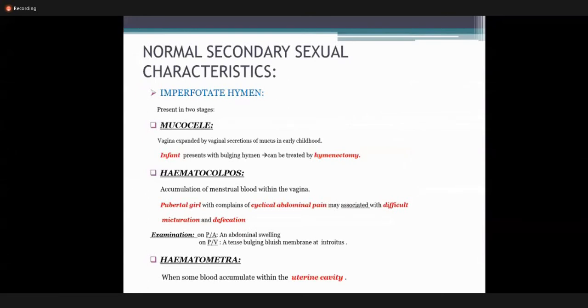Now, the commonest cause of amenorrhea with normal secondary sexual characteristics is imperforate hymen. What happens actually? The hymenal membrane fails to rupture, and initially there's a mucocele, as the mucus is secreted by the vagina before the onset of menstruation. And once menstruation has started, there'll be hematocolpus. Hematocolpus means the vagina full of blood and it doesn't come out. Once the vagina gets filled, then the uterus gets filled, which is called hematometra. That is, blood accumulates within the uterine cavity.